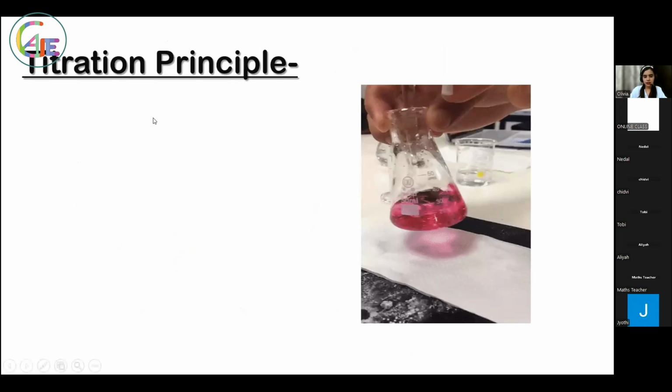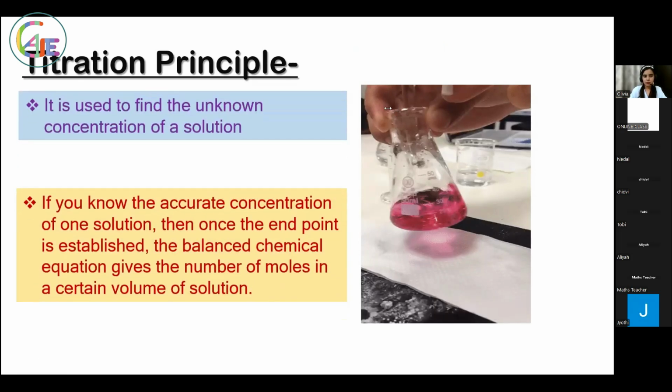The very first thing is the principle of titration. So what exactly is titration? Titration is basically an experimental technique that we do in our labs. Let's say I have two flasks in my hand. The concentration of one solution is known to me. I know everything about this solution, the volume and the concentration. But on the other hand, I have one more flask, and this time I don't know the concentration of this solution. There, titration comes into action.